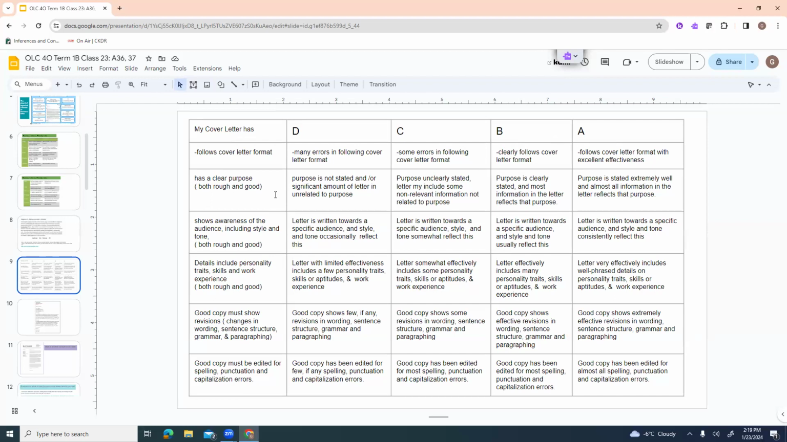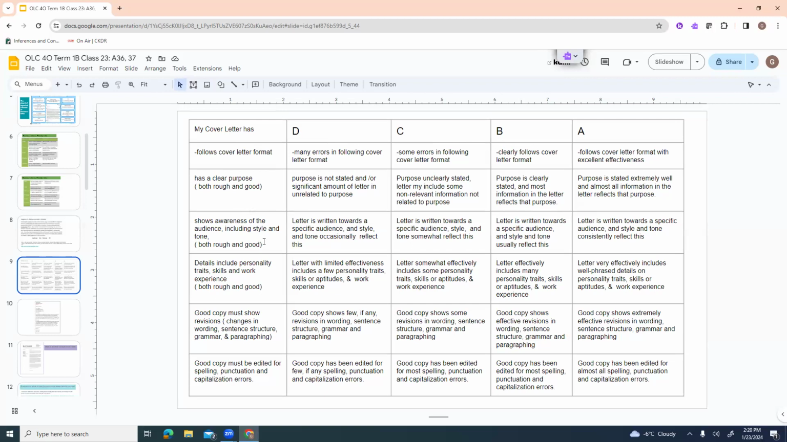Has a clear purpose. This would be for both the rough and the good. Sometimes people do the rough really sloppy because they think that's what I want to see. No, I want to see a strong rough and then an even better good. Okay. So if the purpose isn't stated or a significant amount of the letter is unrelated to purpose, purpose unclearly stated or may include some non-relevant information. Purpose is clearly stated and most information reflects that purpose. Purpose is stated extremely well and almost all information reflects that purpose.